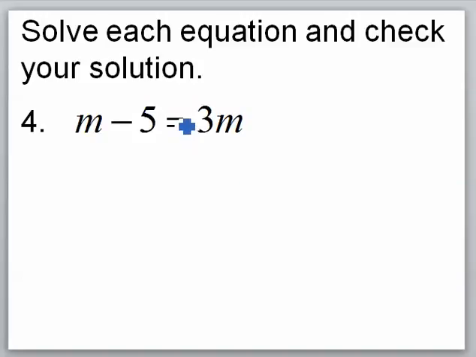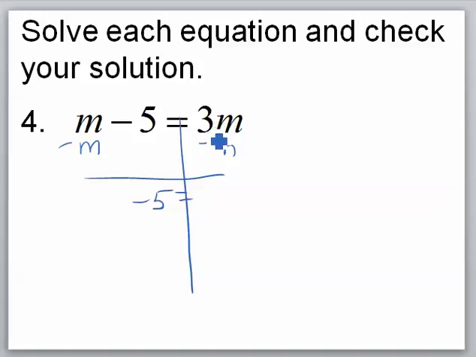On this problem right here, again, I could move the 3m to the side, but that would create 0 over here, and a lot more work. So I'm going to pick this m right here to move, which is also the smallest variable. I'll move the m by putting a negative m on both sides. It gives me negative 5 equals 3 minus 1, which is 2m. And then I can divide by 2 on both sides. 2 doesn't go into 5 evenly, so we'll just leave the answer of negative 5 halves.